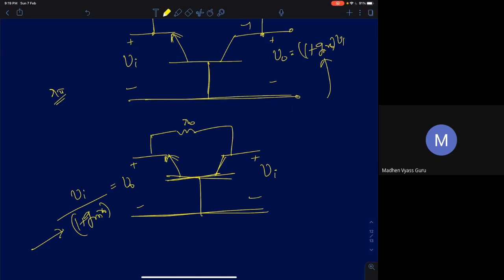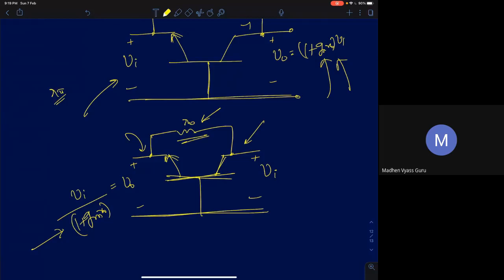Only a common base amplifier, and that's because of the presence of R naught. If there was no R naught, there is no link between input and output. It's the presence of R naught which is linking the input and output. So if I apply a voltage Vi here, this voltage becomes 1 plus Gm R naught times Vi.